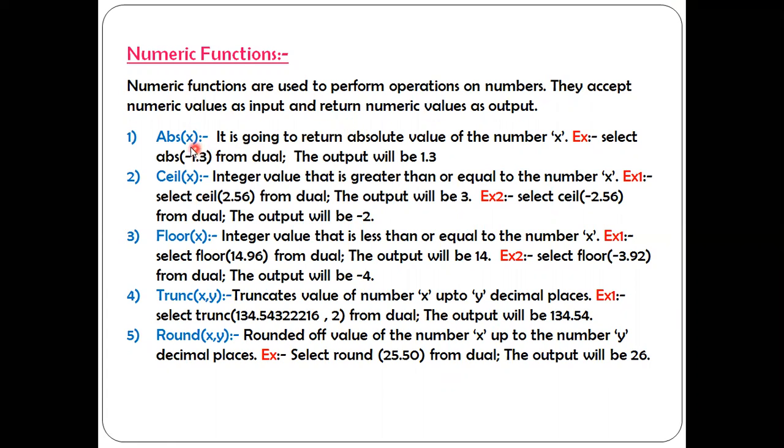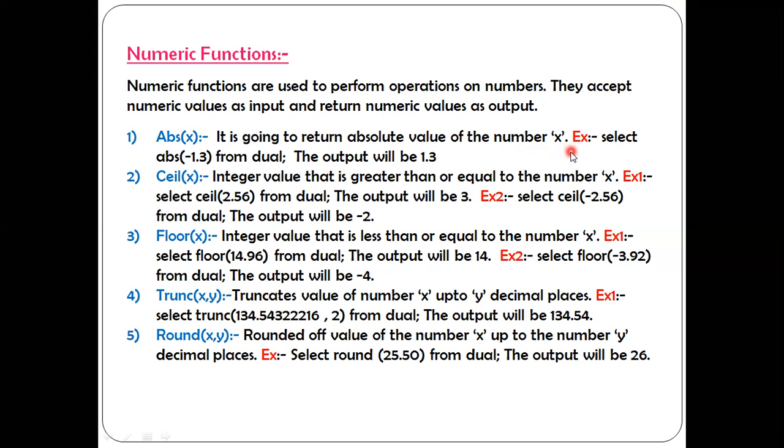The first one is ABS of X. ABS stands for absolute value. Do remember, absolute value. So absolute of X is going to take only one argument. There you can see in the bracket I wrote X. That means this absolute function takes one variable as an argument or a parameter. It is going to return the absolute value of the number x.